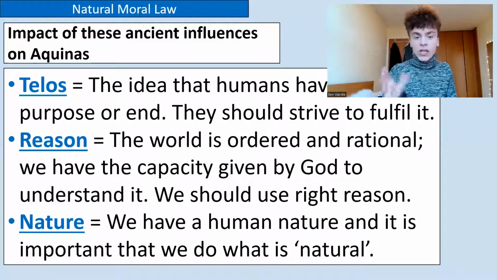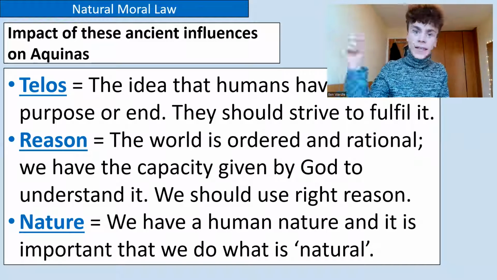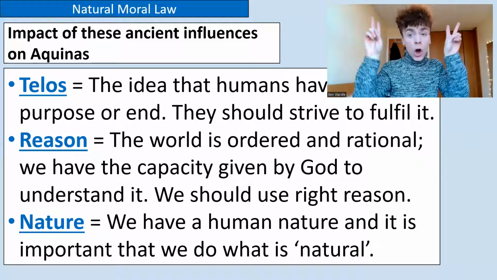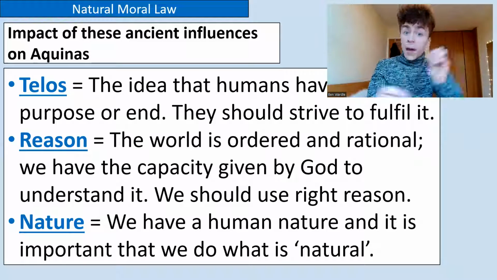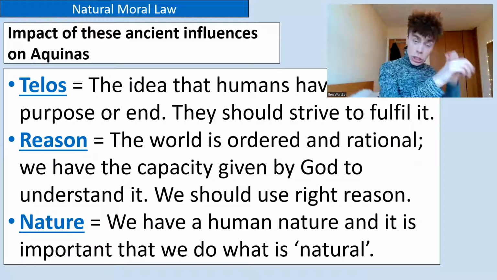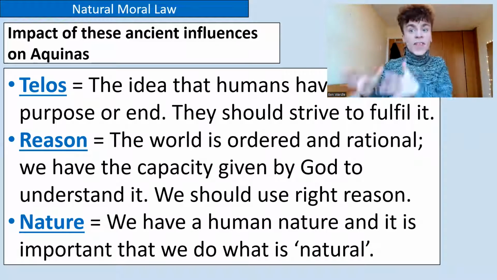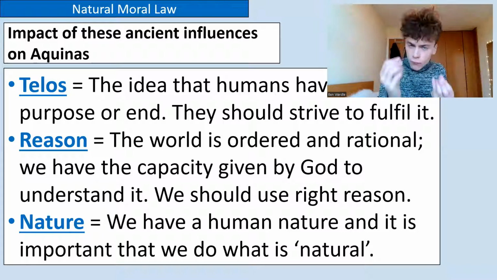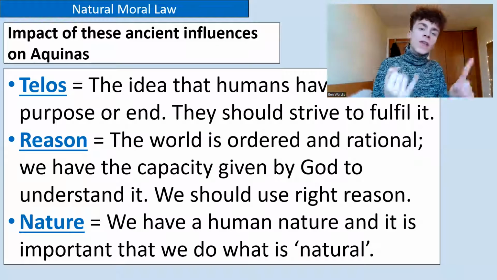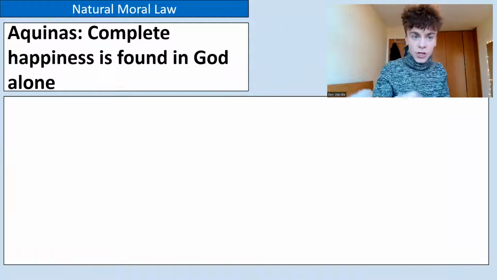And finally, nature. We have a human nature, and it is important that we do what is natural. And so when you hear about homosexuality, for example, being unnatural, this is where it comes from. The idea that certain things are natural and we need to discover them and we need to do them. You need to live in accordance with nature. And so this is a really key point as we begin to look at natural moral law, that he is inspired by these ideas of telos, reason, and nature.